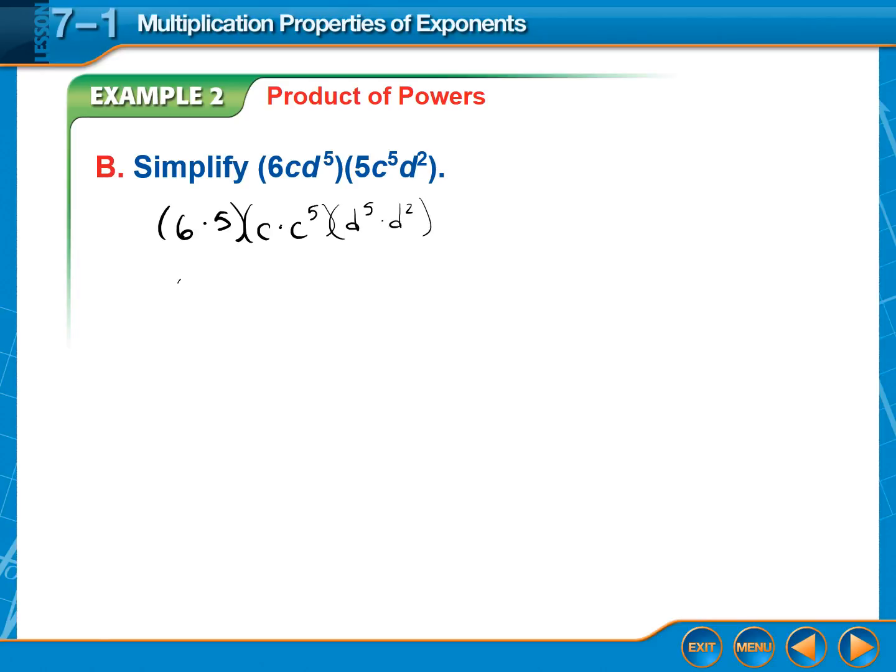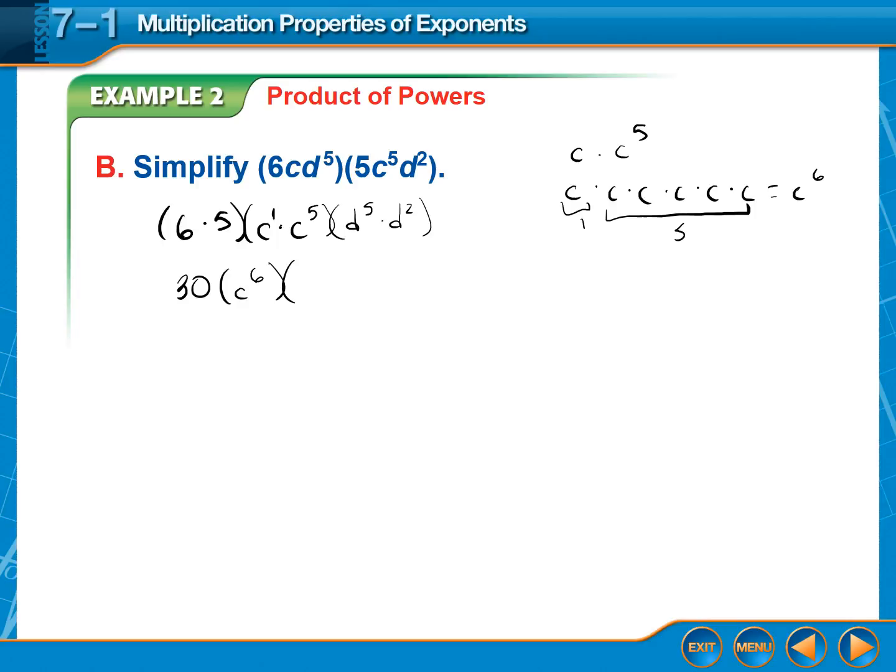So 6 times 5 gives me 30. And c times c to the 5th. Now it looks like there's not a number here with this first c. But remember, just like with coefficients, if there's not an exponent there, just understand that there's 1. I do have 1c. So if I took c times c to the 5th, that would be c and then 5 c's, right? 3, 4, 5, for a total of 1 and 5, or c to the 6th. So just be careful, even though there's not an exponent listed here, it's understood that there is a 1 there.